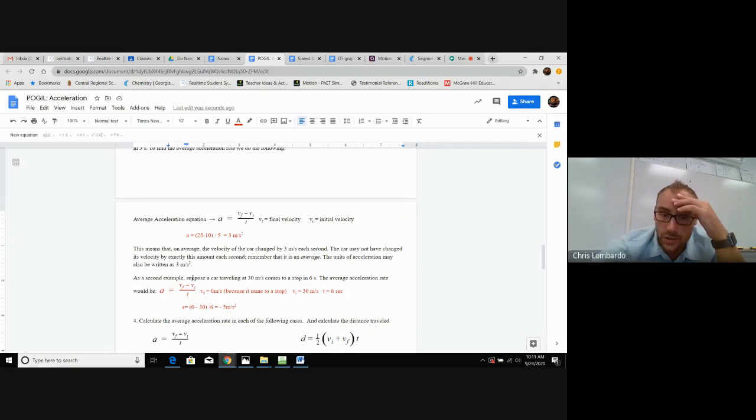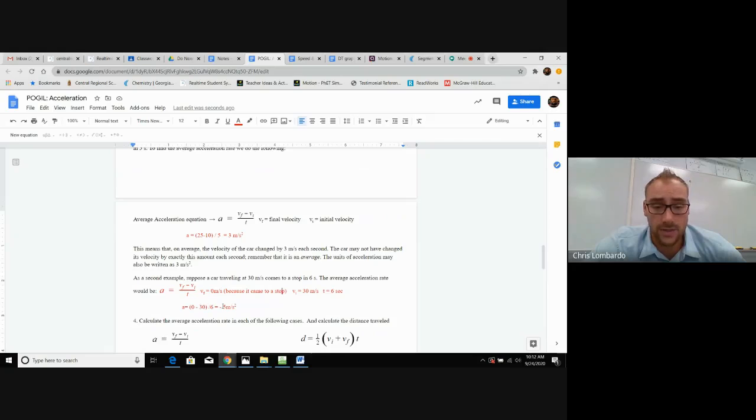So it says, suppose a car is traveling at 30 meters per second and then comes to a stop in 6 seconds, okay? Well, the final velocity is 0 because it came to a stop. Now, if something comes to a stop, its final velocity is going to be 0. If it starts at rest, that would be your initial velocity, and then that would be 0. All right, and then you got your time. So you're figuring out what variable is what, and you plop it into the equation.